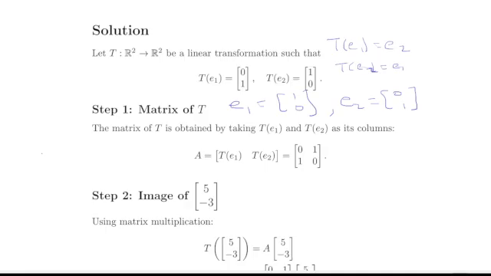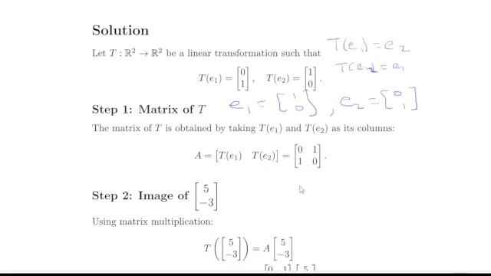Okay, now let's look at the matrix A. So A, by definition, is T of e sub 1 in the first column, and T of e sub 2 in the second column. So we said T of e sub 1 is given to us as 0, 1, and then T of e sub 2 is 1, 0. So that's our matrix A.